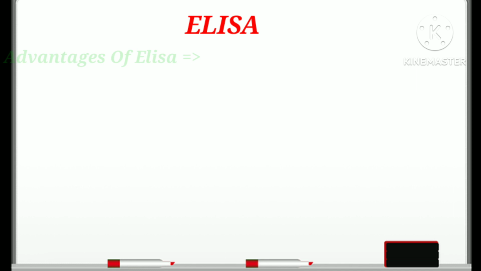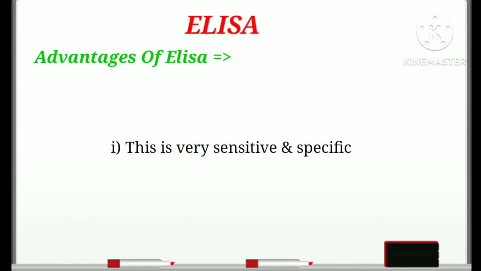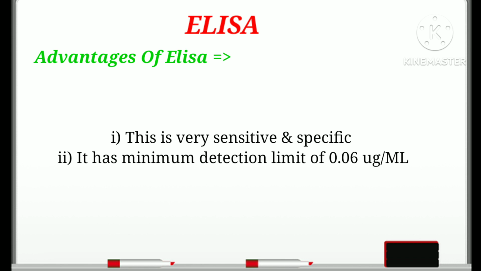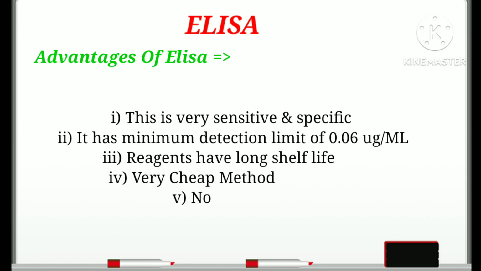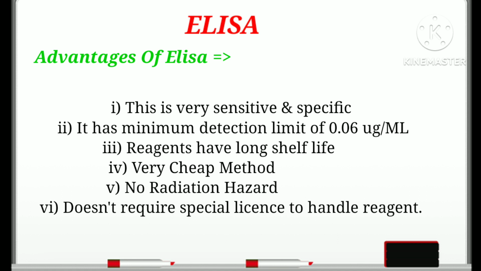Next point, advantages of ELISA. This is a very sensitive and specific immunoassay. It has a minimum detection limit of 0.06 microgram per ml. Reagents have a long shelf life. This is a very cheap method. Equipment is not expensive. It does not require radioactive material, so there is no radiation hazard. It does not require a special license to handle reagents.